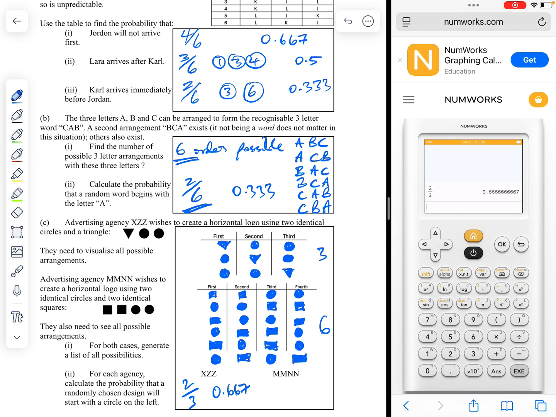0.667. For the second agency, MMNN, it's out of 6. Let's look at how many start with a circle. They start with a circle in 3. This design, and this design all start with a circle, so that's 3. 3 out of 6. We know that's a half, 0.5.